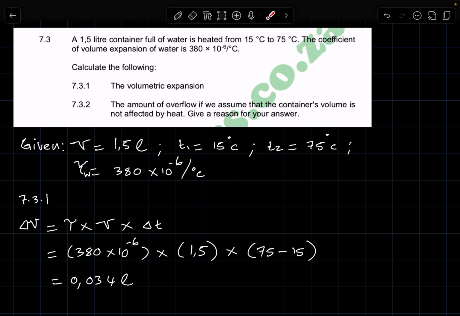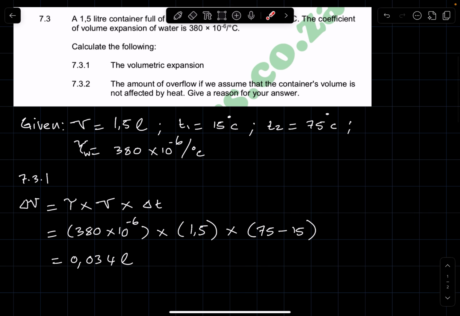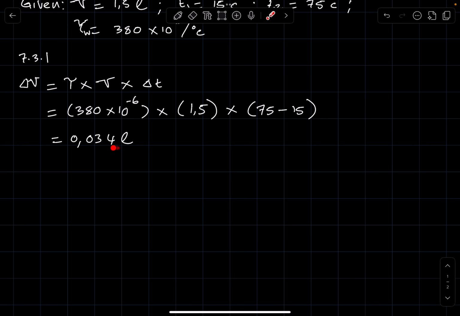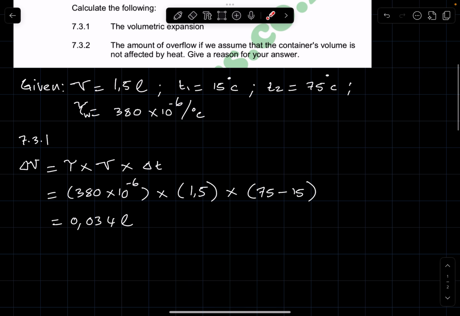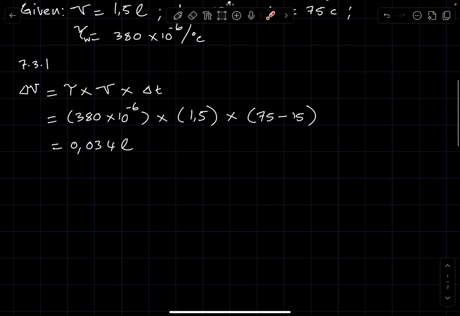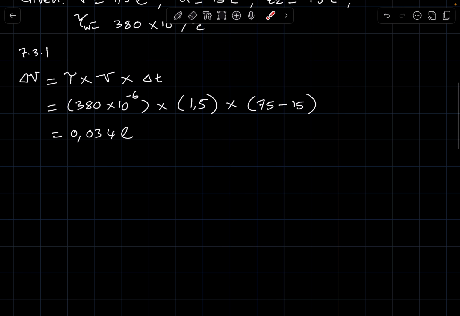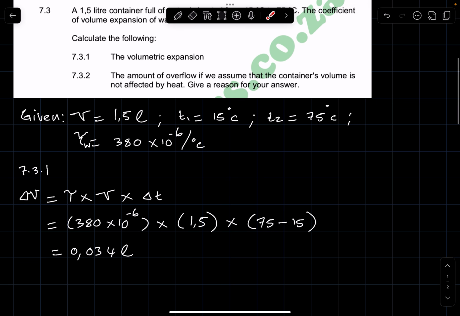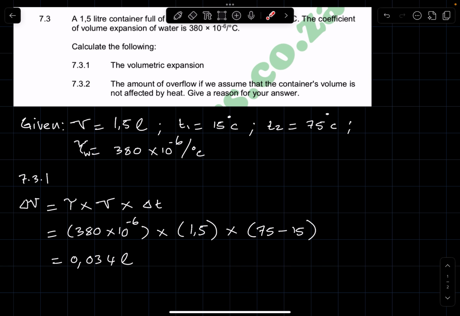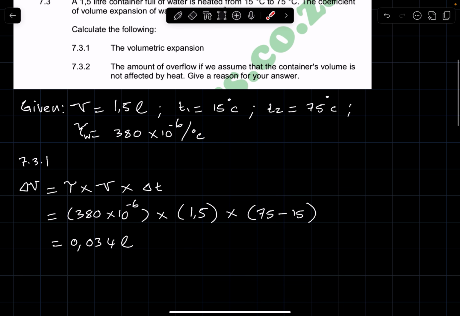Right, so seeing that the volumetric expansion of the water is 0,034 liters, it means the spillage, or what did they call it, the overflow, is going to be the 0,034 liters. I hope that makes sense. That would be the answer, and the reason for that is the one I've just mentioned.